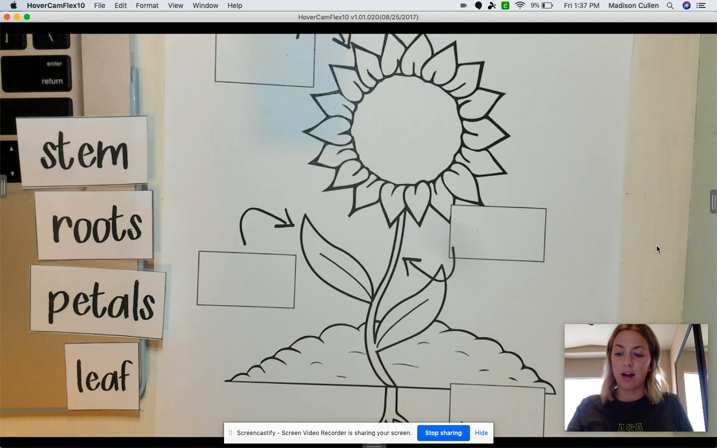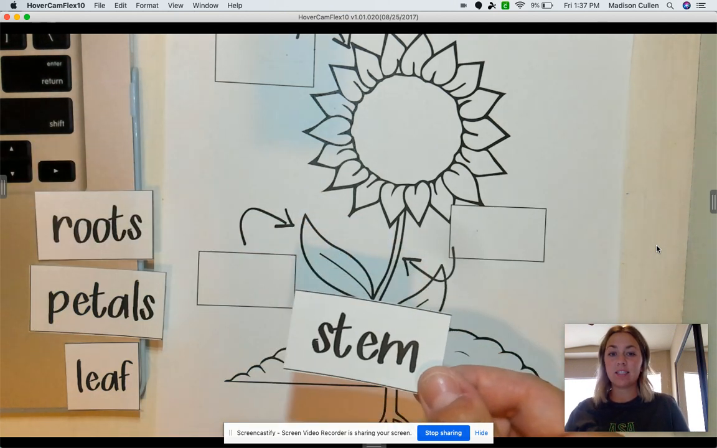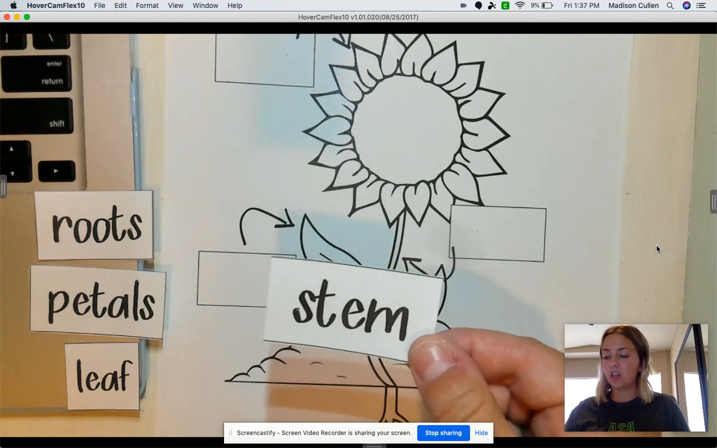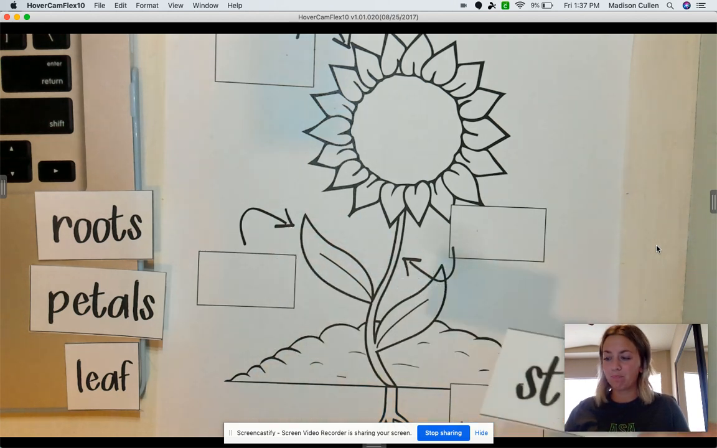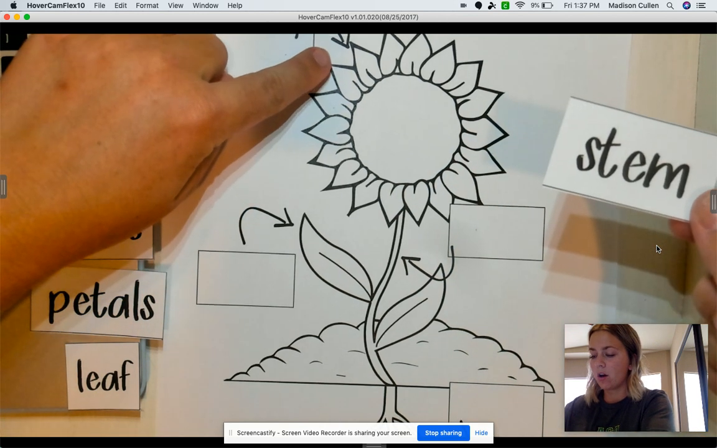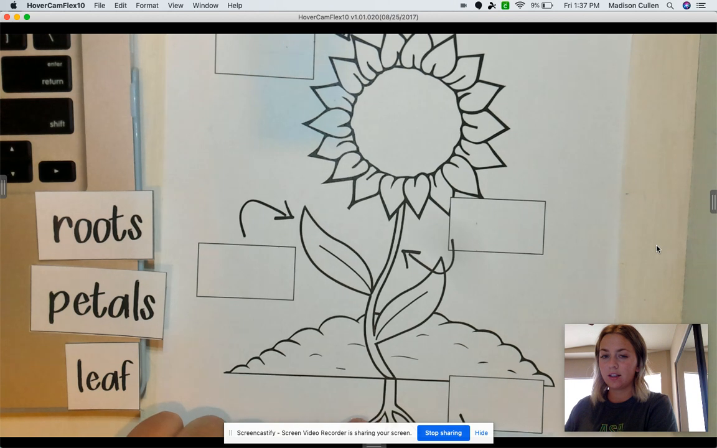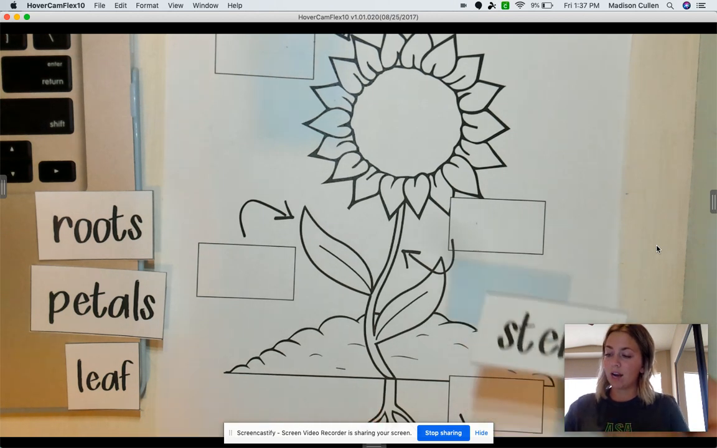The first one is this one, and we're going to try to find the stem, okay? Let's try to find the stem. Is the stem up here? No. Is the stem down here? Does it go underneath the dirt? It doesn't, right? The stem is right here.